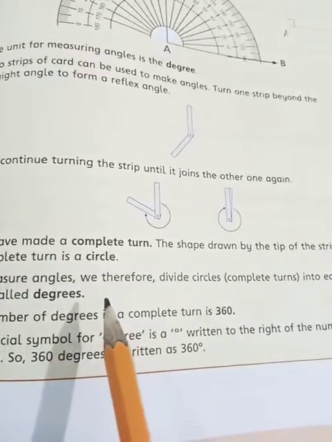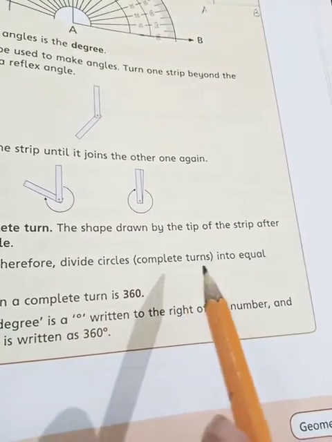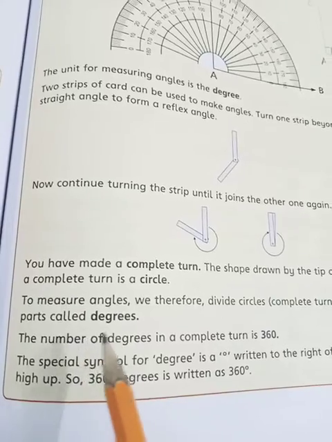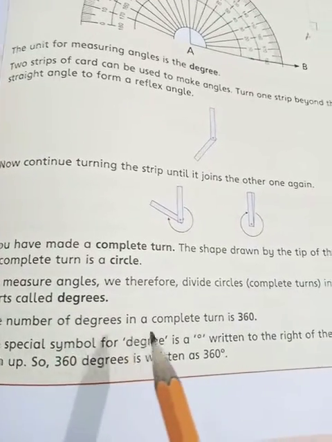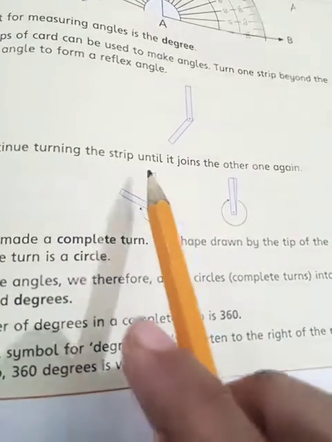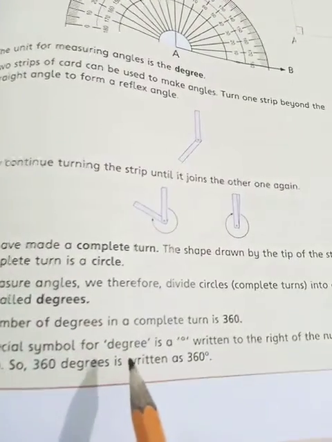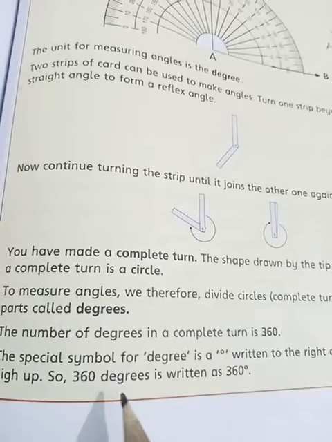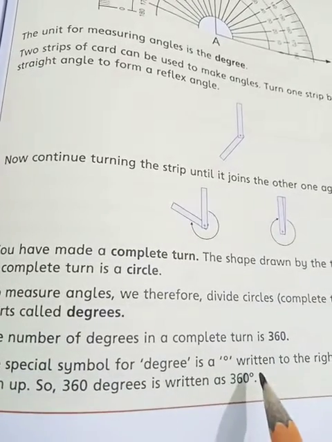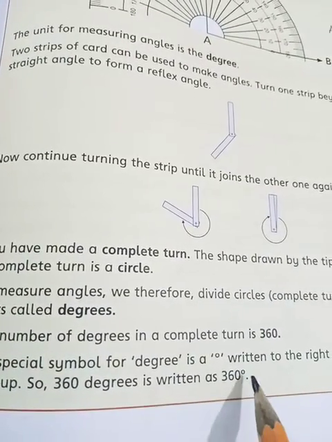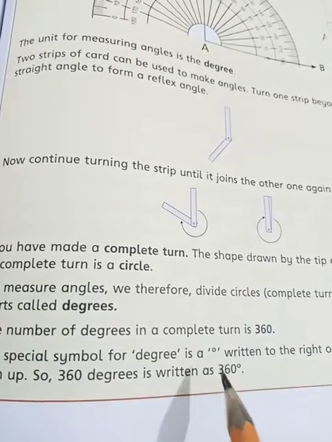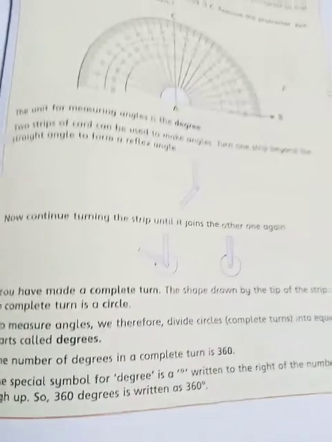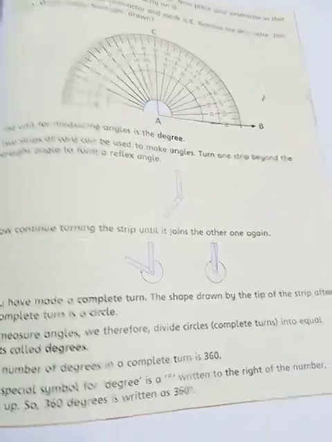To measure angles, we therefore divide a circle's complete turn into equal parts called degrees. The number of degrees in a complete turn is 360. Alright, so a circle is 360 degrees. The special symbol for degree is a small circle written to the right of the number and high up. So 360 degrees is written as 360 with a small circle at the right, high up. Okay, this is called 360 degree. Alright, now come to next page.